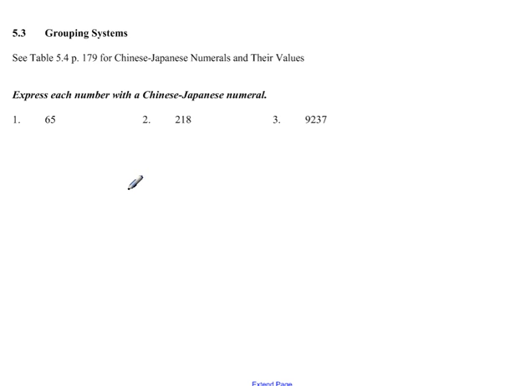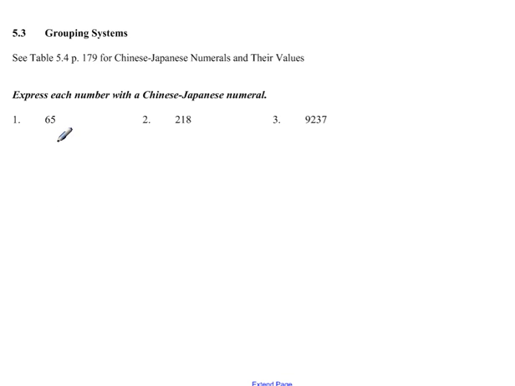Again, it helps if you have that chart, or you can use the table in your book found on page 179. Alright, so we're going to remember that with Chinese-Japanese numerals they write them vertically, not horizontally like we do. And you're not going to repeat one of the characters more than one time. So in order to write 65, it's a multiplicative system, so you say 6 times 10 plus the 5.